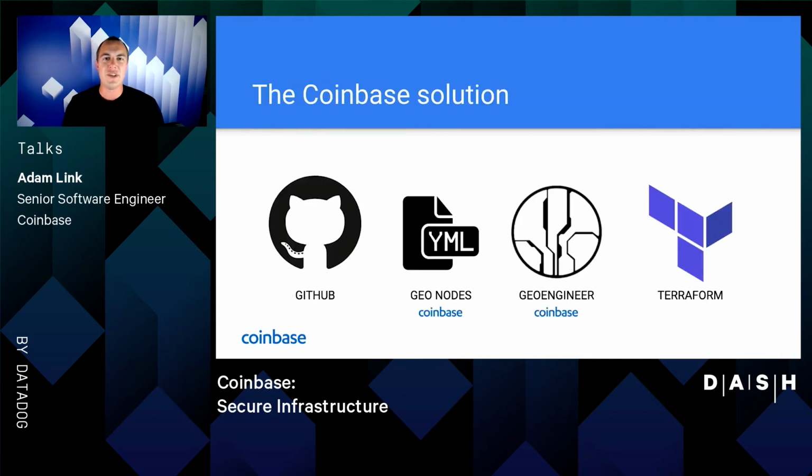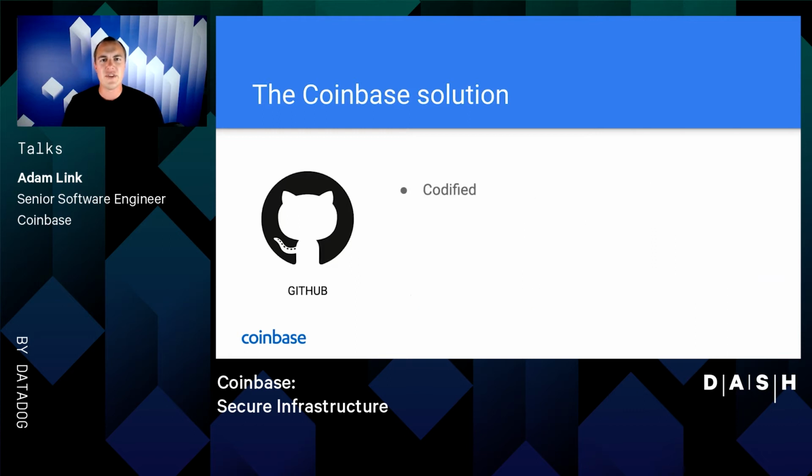So the 4 tools that we use are GitHub, GeoNodes, which is an internal tool we built, GeoEngineer, which is also an internal tool that we built, and Terraform, which is the open source API and just general cloud provider declarative framework that I'm sure everyone is familiar with. Let's go through each of these tools in turn.